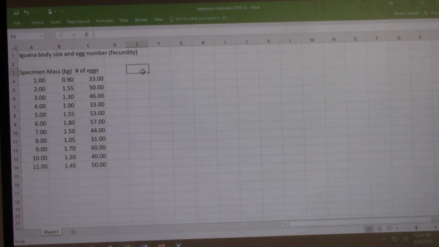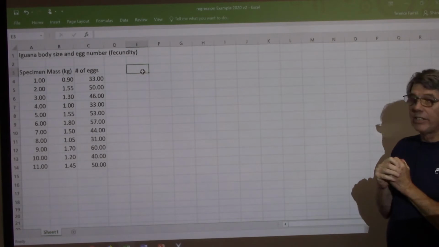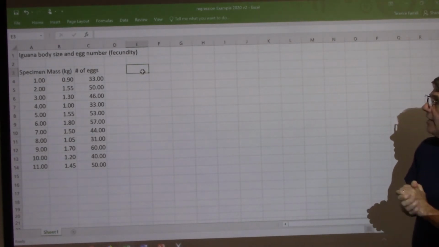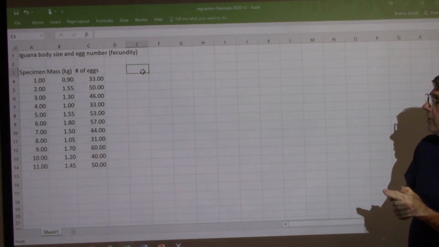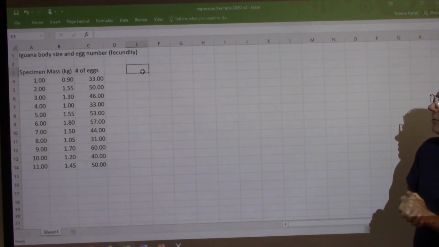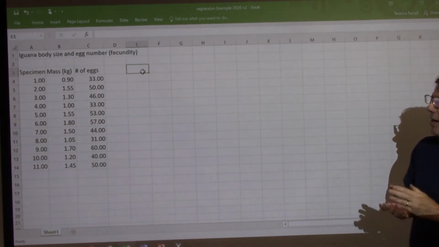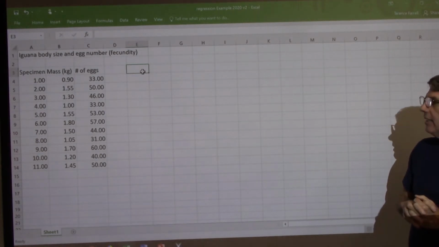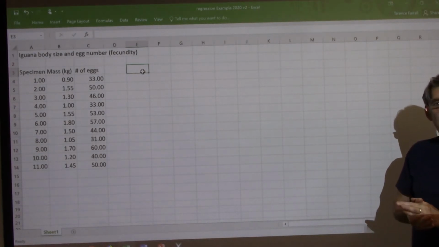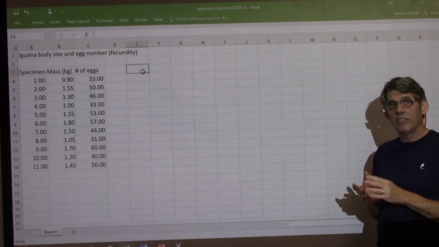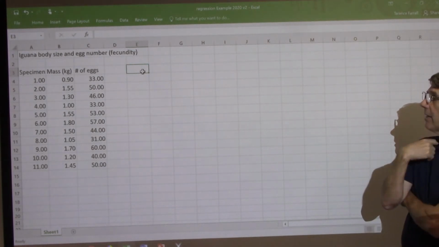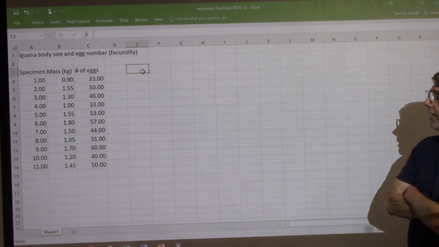Okay, Biostats class, we're going to do an example of linear regression in Excel, and we're going to use a data set that's in your textbook. Dr. Beckman also used it in his PowerPoint, and basically it shows the relationship between iguana body size and egg number. Now ideally, when you do regression, you're using data from an experiment, and this isn't experimental data, this is observational data, or survey data sometimes called, but it's observational data.